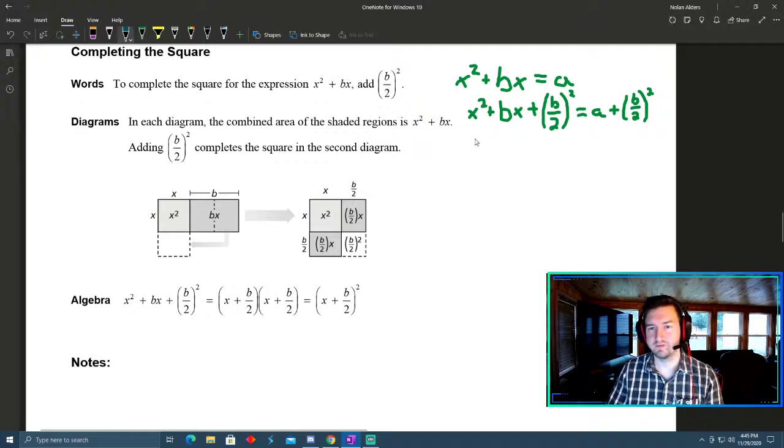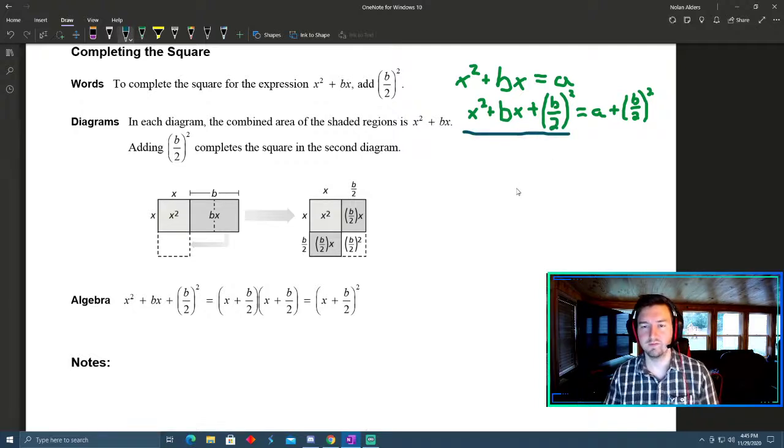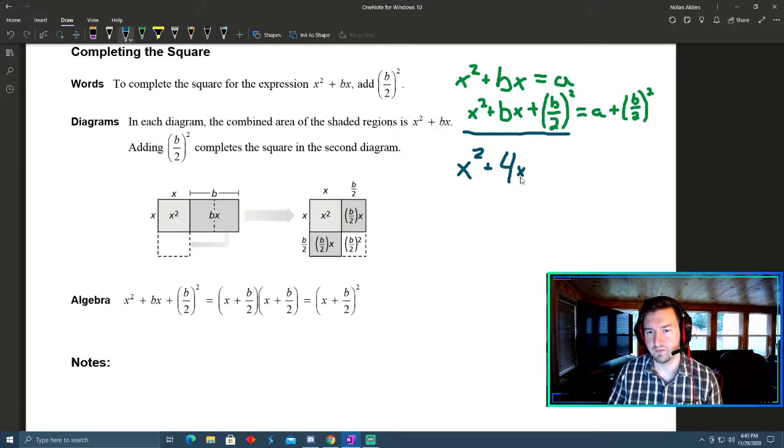So this side over here is a perfect square, which means that we can take the square root of it and get something nice. So let's say you had x squared plus 4x. Then to figure out what we would add on here, we would just take that b, which is in this case 4, divide it by 2. So 4 divided by 2 is 2. And then square it. 2 times 2 is 4. So we would add on a 4 right here and a 4 on the other side as well.